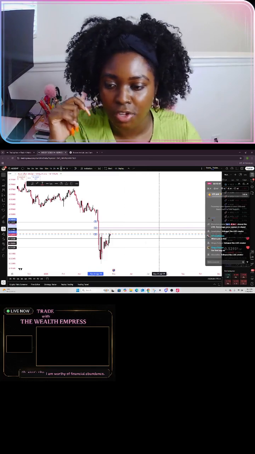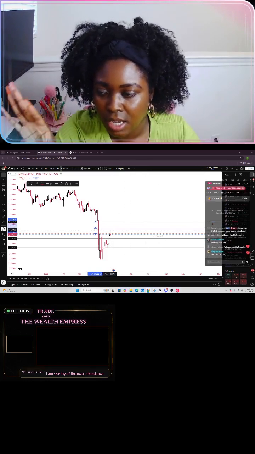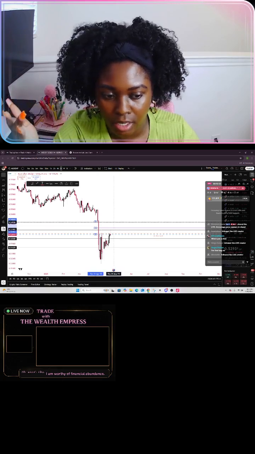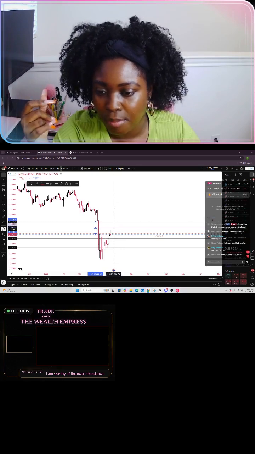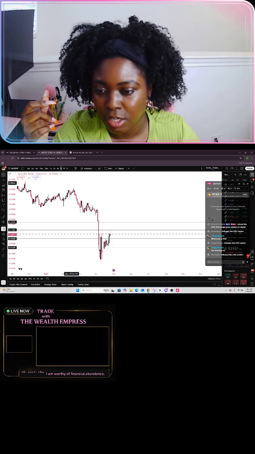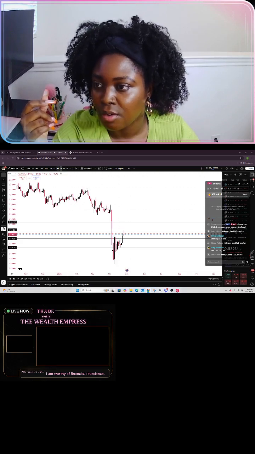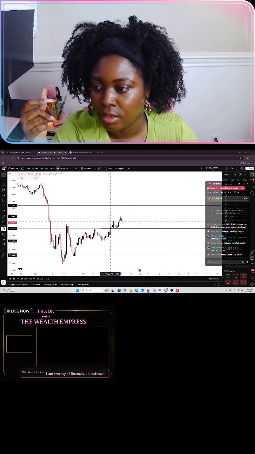It's all CHF. So I'm not going to mark this just because it's super close to here and my main focus is this weekly fair value gap. So I'm not going to mark this. I know it's going to break this area if it wants to continue higher. All right, so now let's go down to the 4 hour.